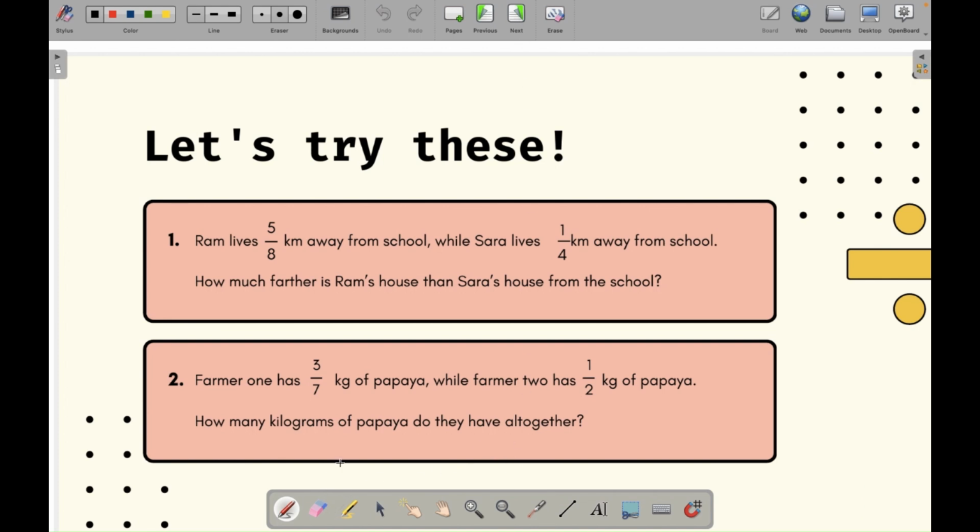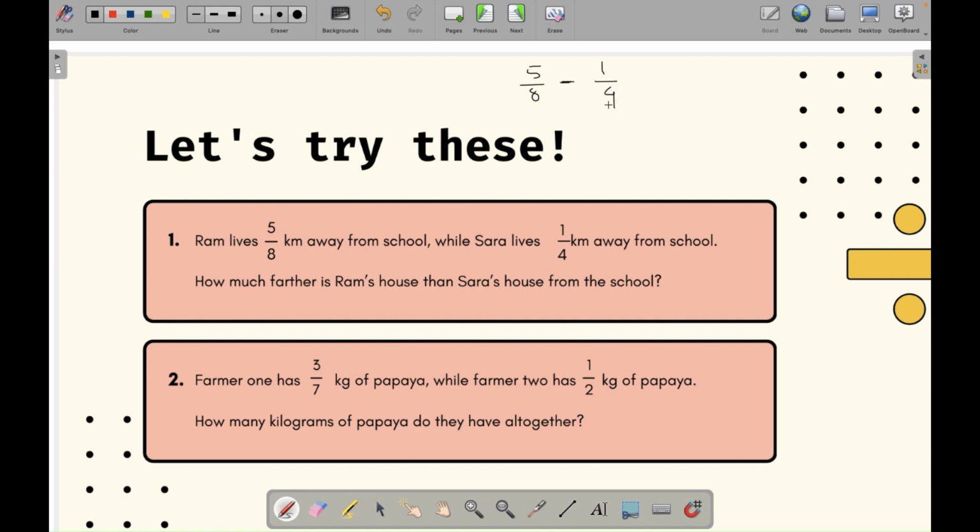Next, I have just two word problems. We'll try to solve this before we jump to multiplication. Ram lives 5 by 8 kilometer away from school while Sarah lives 1 by 4 kilometer away from school. How much farther is Ram's house than Sarah's house from the school? When we are comparing two quantities and trying to find how much greater or smaller one is, we have to subtract the numbers. So we have to subtract 5 by 8 and 1 by 4.